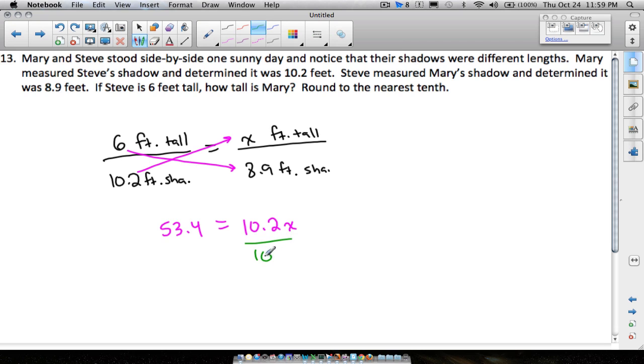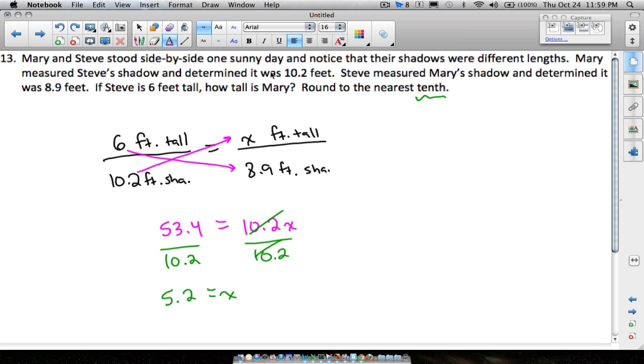Divide both sides by 10.2. We're trying to get x by itself. They cancel out. So 53.4 divided by 10.2. Let's round to the nearest, what does it say, 10th. So 5.2 is equal to x. Make sure you're checking on your calculator. You should get 5.2. So the question we're trying to answer is, how tall is Mary? Mary is 5.2 feet tall. That's an approximation. You could say Mary is approximately 5.2 feet tall, since we did round to the nearest 10th.